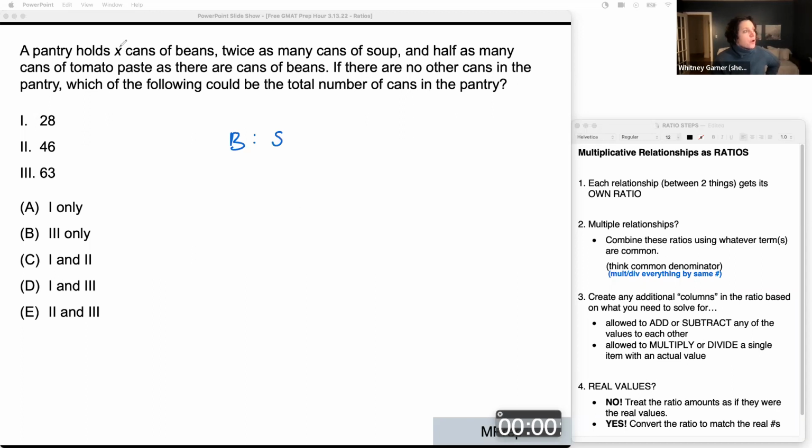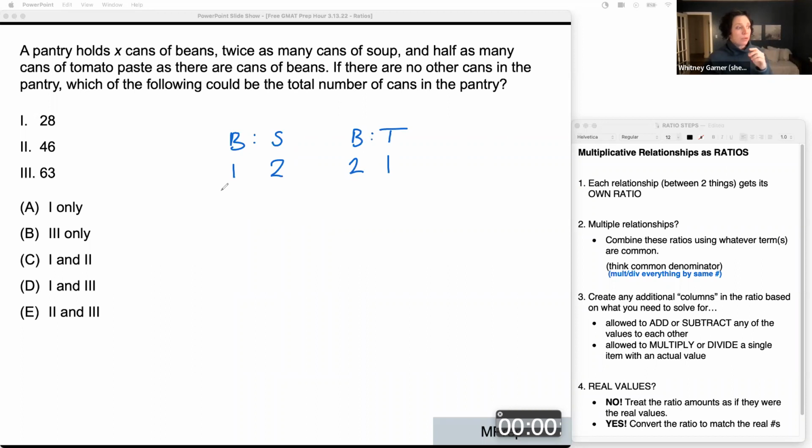Okay. So I have twice as many cans of soup as cans of beans. So I'm just going to say 1. If I need to bring a variable back in, I always can. But I'll say 1 can of beans, 2 cans of soup. Now, there are half as many cans of tomato paste as there are cans of beans. So new relationship, beans, tomato paste. There are half as many cans of paste as there are beans. So if there were 2 cans of beans, there'd be 1 can of tomato paste.